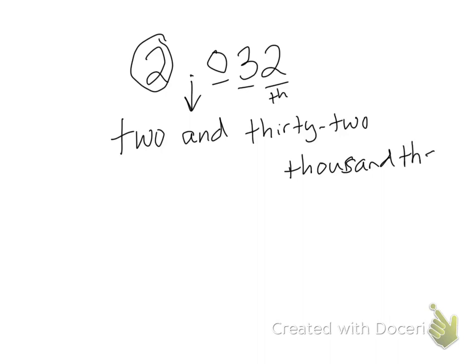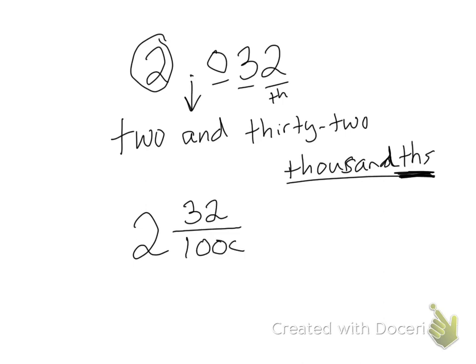Now the way to remember the decimal words is if it's a decimal, it always ends in THS, thousandths. While if it was 2000, it just would end with a D. So the THS tells us it's a decimal. Then to write this as a mixed number, the 2 would stay by itself. And then I'd have 32 as my numerator, and the place value, thousandths, is my denominator. So it's 2 and 32 over 1,000.